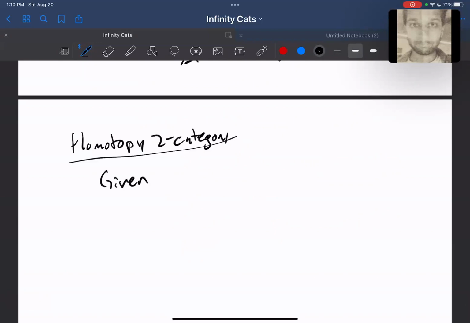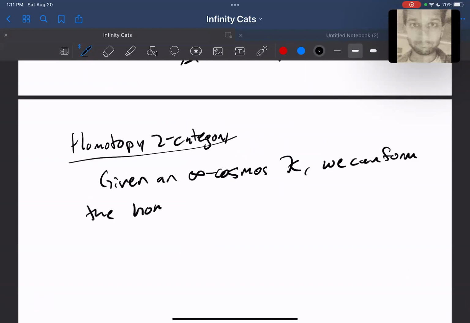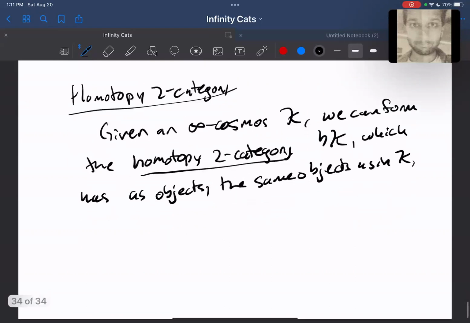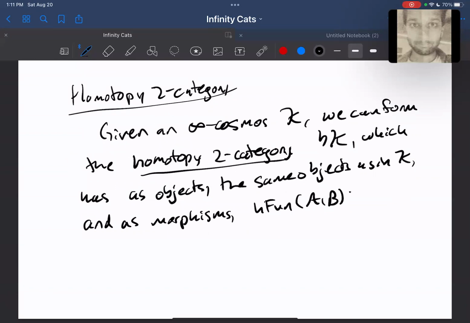So given an infinity cosmos K, we can form the homotopy 2-category HK, which has as objects the same objects as in K, and as morphisms, we're going to call it H fun from A to B. This is going to be the same as the homotopy category of the functor category from A to B.